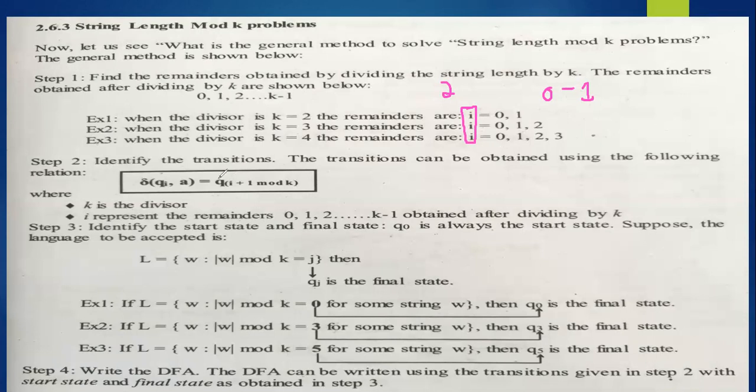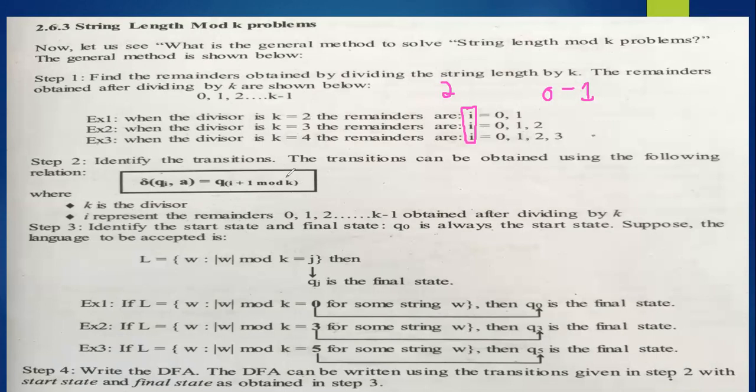Clear? Okay. So next, step number 2, we have a formula, the same kind of formula we were discussing for the string length mod k problem. That is delta of (qi, a) will be equal to q of (i plus 1) mod k. Here i is the remainder you are dealing with.